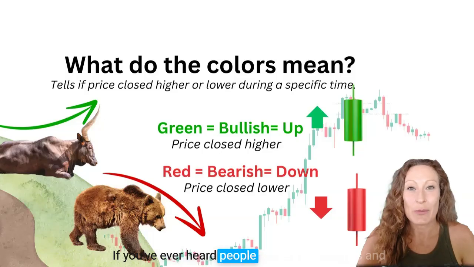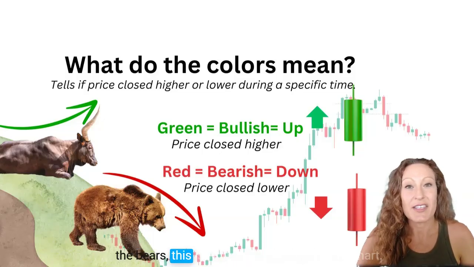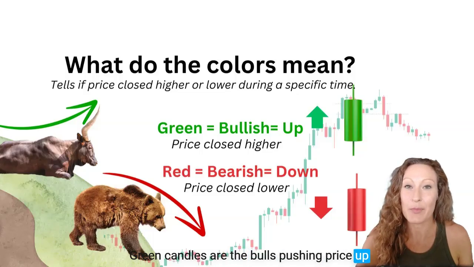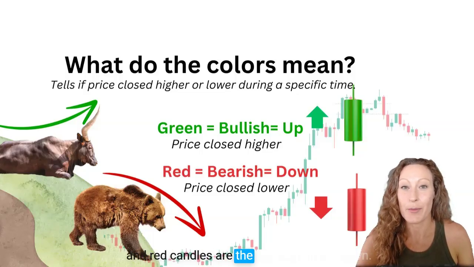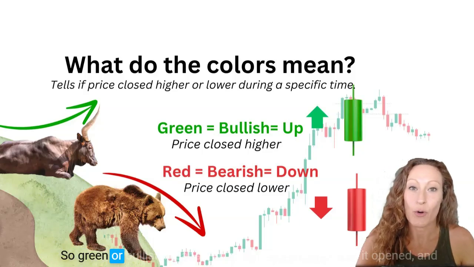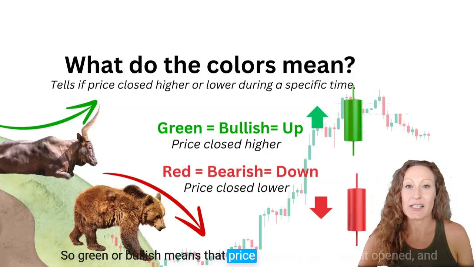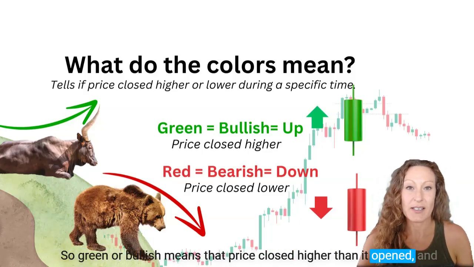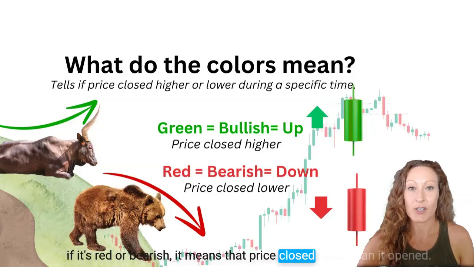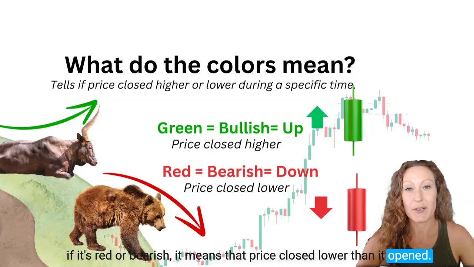If you've ever heard people talk about the bulls and the bears, this is where it shows up on your chart. Green candles are the bulls pushing price up, and red candles are the bears driving it down. So green or bullish means that price closed higher than it opened, and if it's red or bearish, it means that price closed lower than it opened.